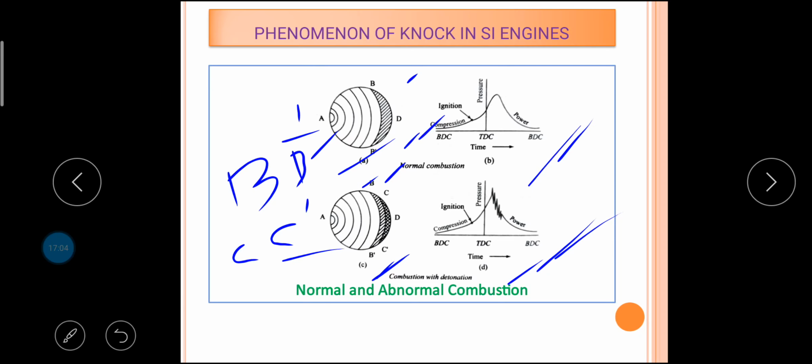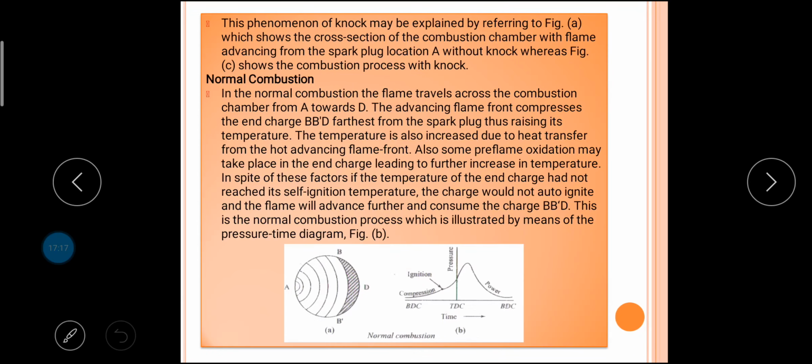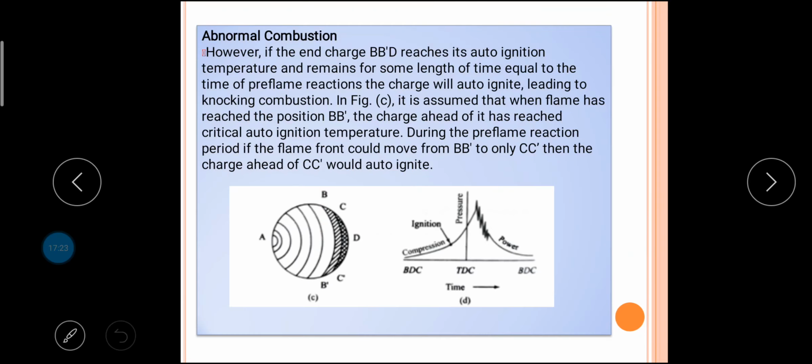These are all about knocking in spark ignition engines. Whatever I have told, this slide illustrates this phenomenon. Normal combustion, I have already told you. Abnormal combustion, that I told a few minutes ago.